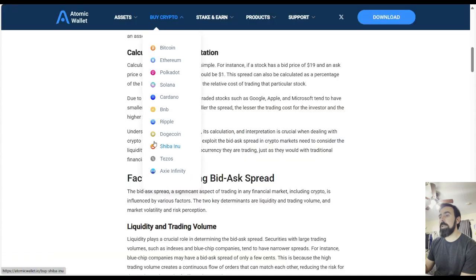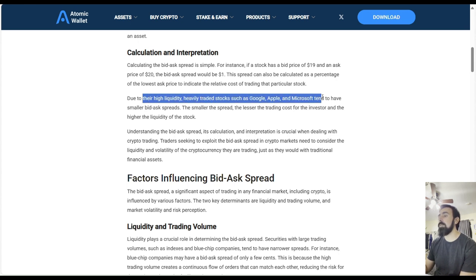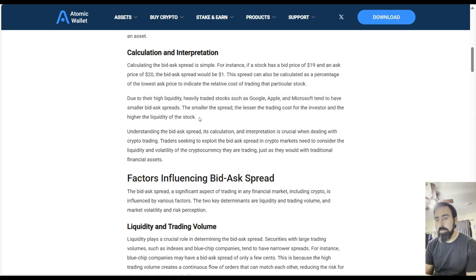I think I got one more page open up here. So yeah, this is I think what I was trying to explain earlier. Calculating the bid-ask spread is simple. For example, if a stock has a bid price of 19 and the ask price is 20, then the spread would be $1. Due to their high liquidity, heavily traded stocks such as Google, Apple, and Microsoft tend to have smaller bid-ask spreads. So this ties in perfectly.